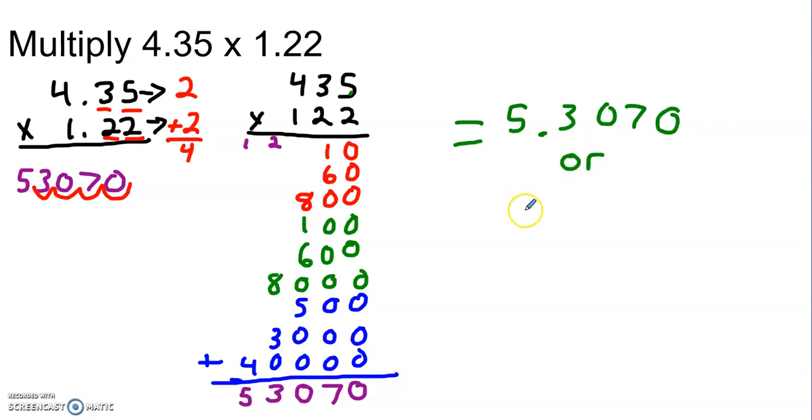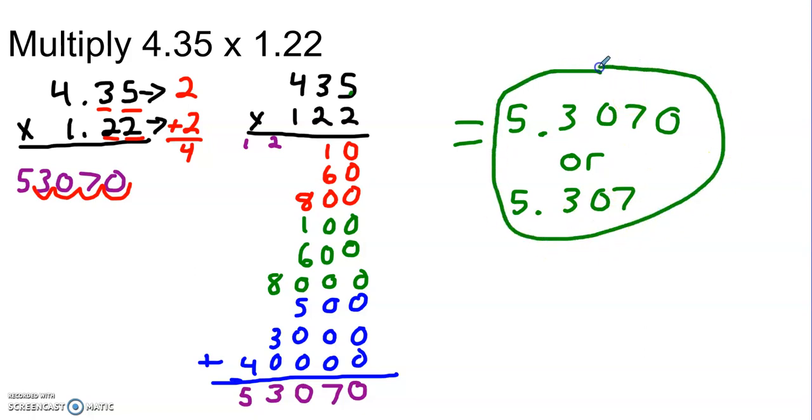Or I could just write 5.307. I can drop this last 0 because that didn't change any value. So the proper way of saying this is 5 and 3,070 ten-thousandths. Or I could say 5 and 307 thousandths. And I'm going to circle this because this is my final answer.